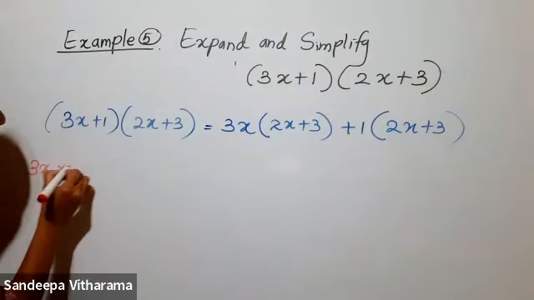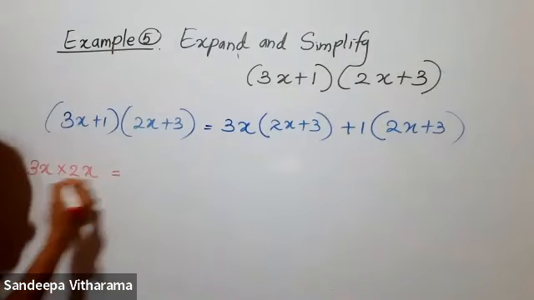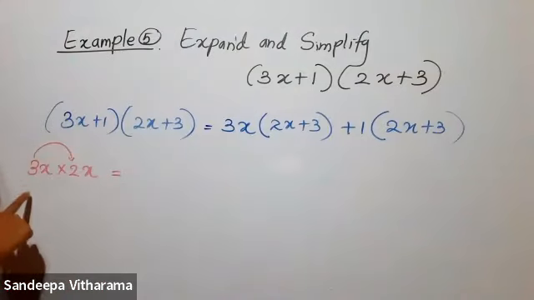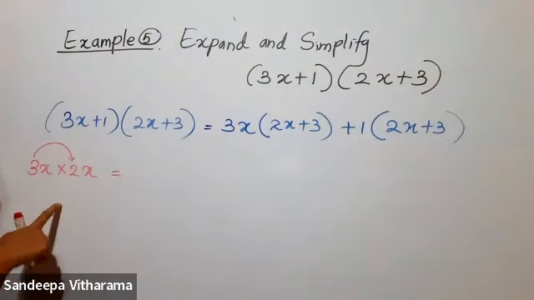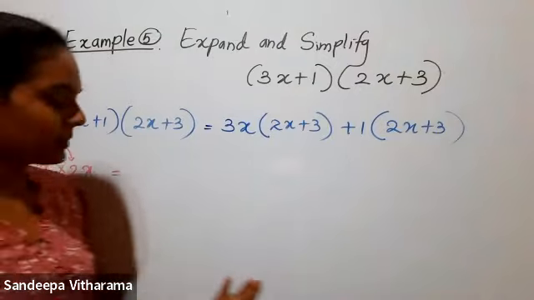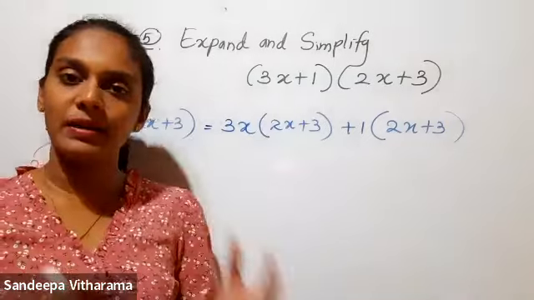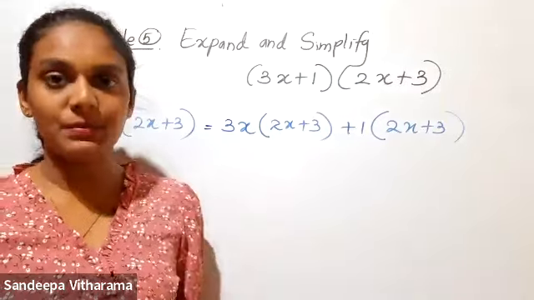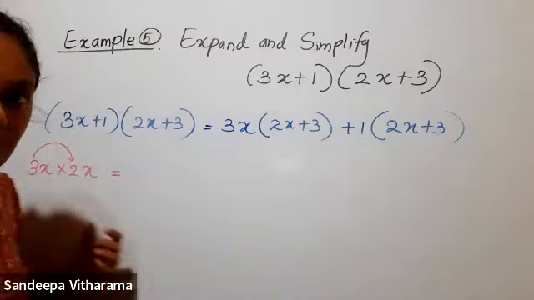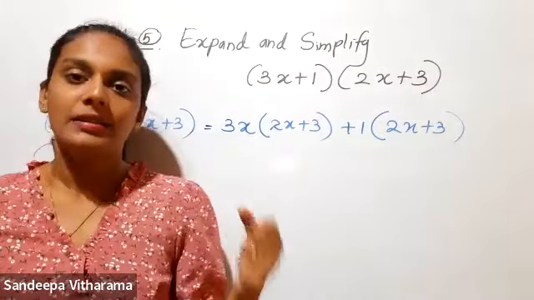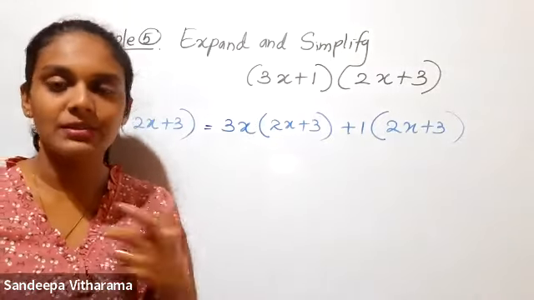3x multiplied by 2x. In this case, in such kind of way, you have to multiply the numbers first. Because as I explained before, we have to give the priority to the numbers first. So before we multiply the algebraic terms, we have to multiply the coefficients. What are the coefficients? They are the numbers in front of an algebraic term.